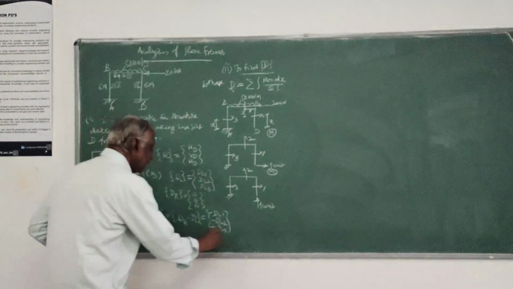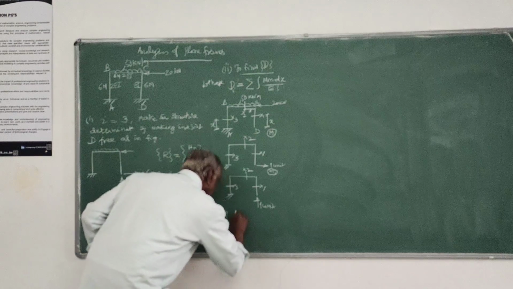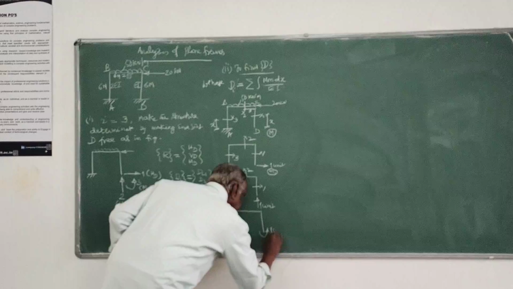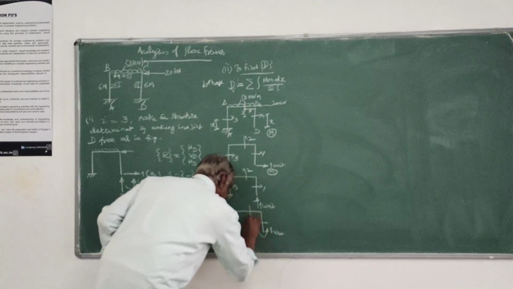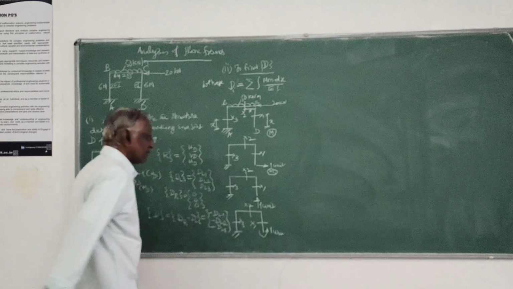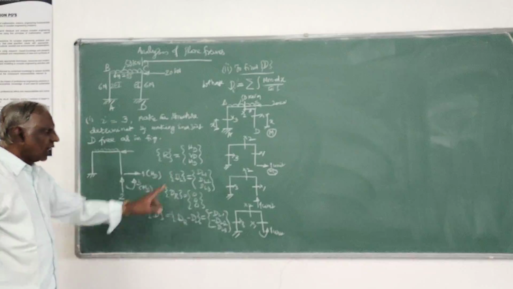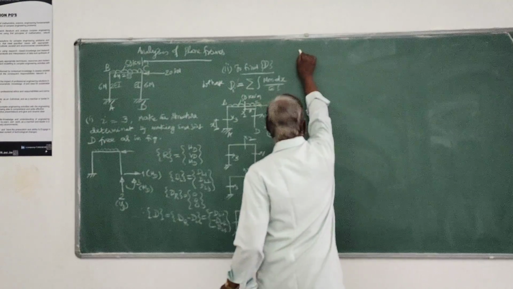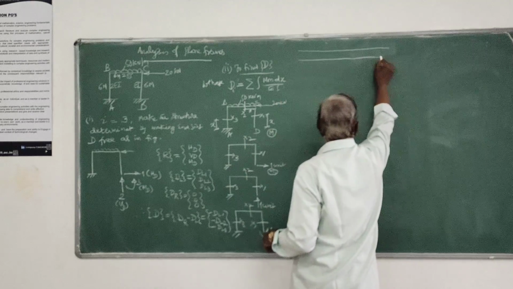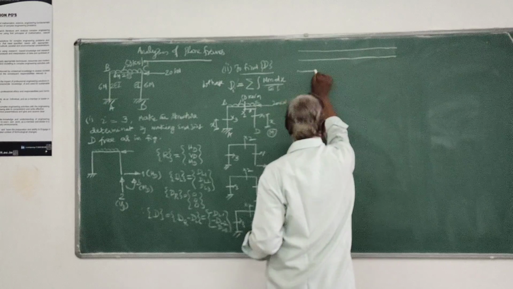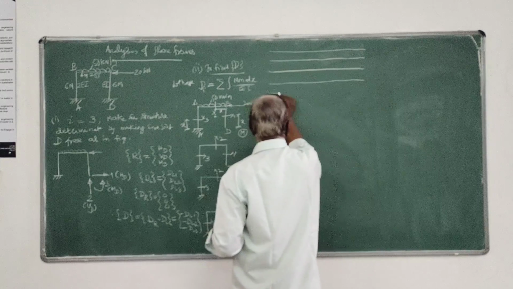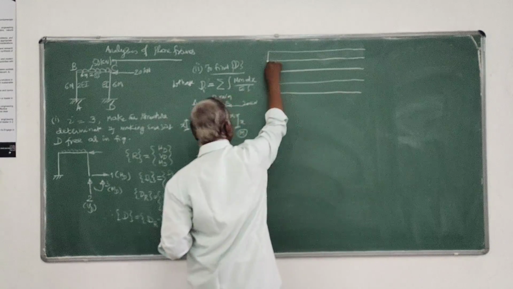Next, I have to apply a unit load along the direction of coordinate 3, and again evaluate the moments along these same 3 sections. This is what I have to do first. All these I will evaluate in the form of a table, so that it is very convenient. There are 3 sections, and along those 3 sections I will calculate the moments.